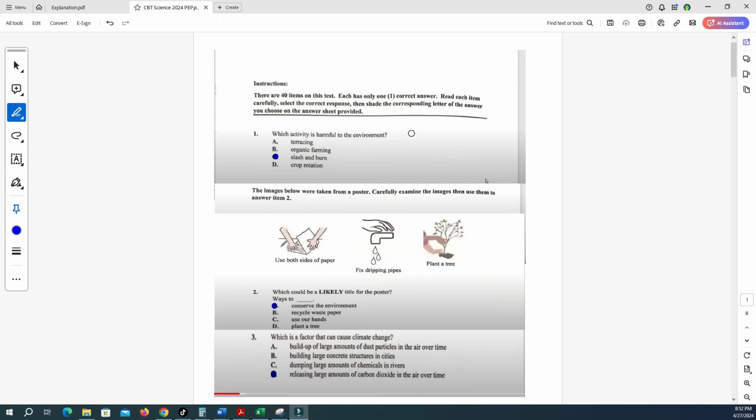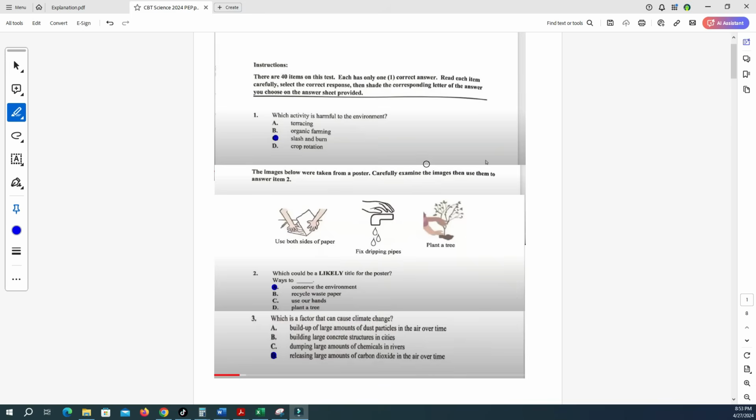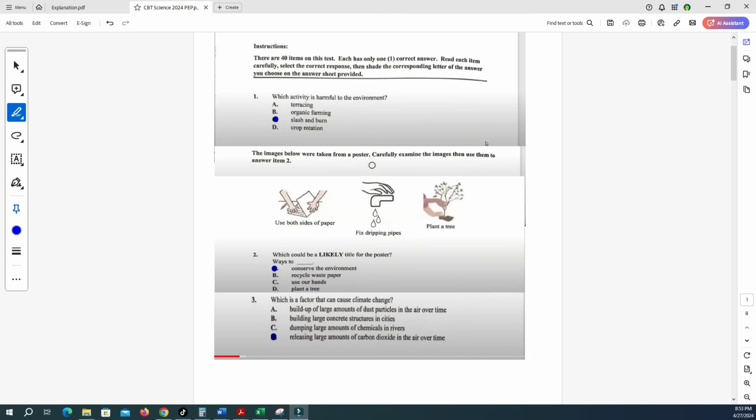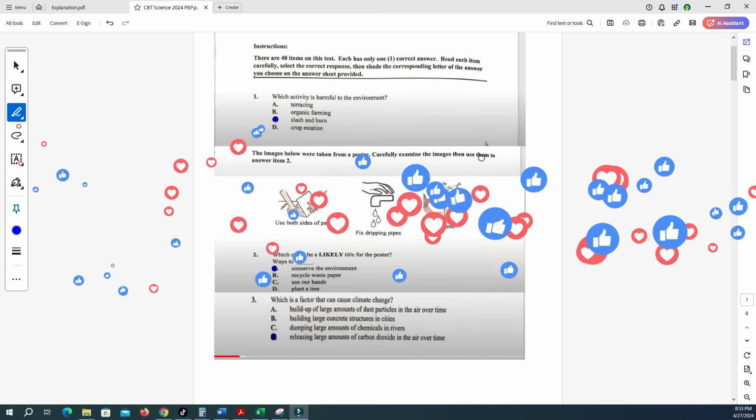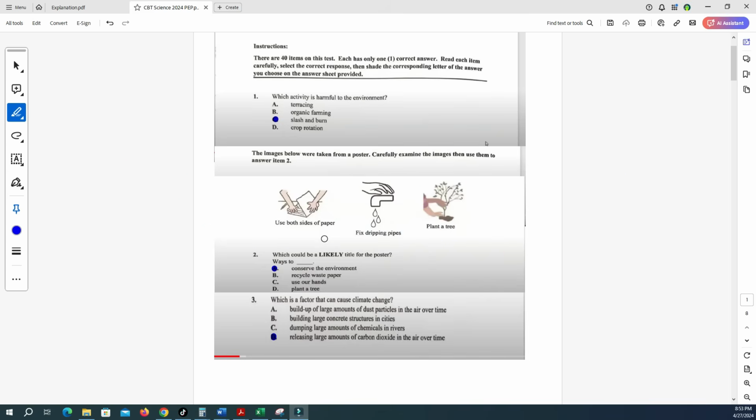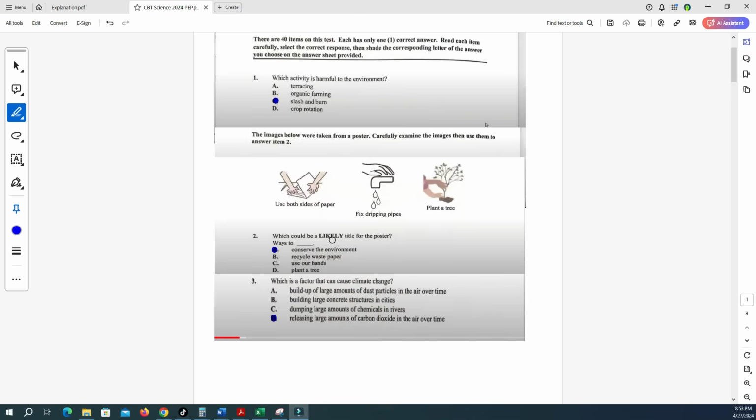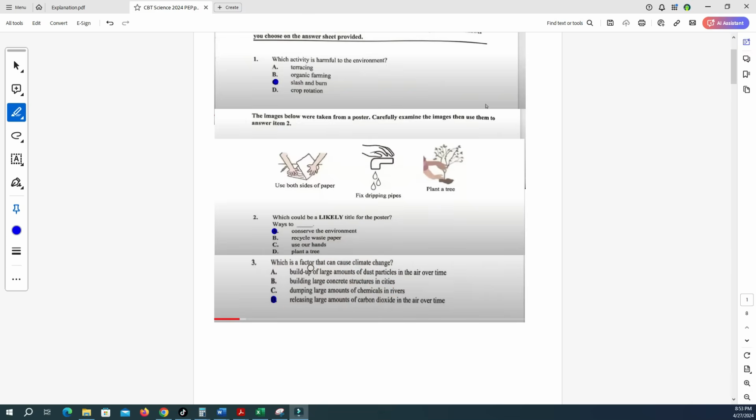the answer sheet provided. Number one, which activity is harmful to the environment? Terracing, organic farming, slash and burn is what I choose right here. The images below were taken from a poster. Carefully examine the images and use them to answer item 2. So, use both sides of the paper, fix dripping pipes, plant a tree. I chose conserve the environment. That's what I think would be the best name for the poster.